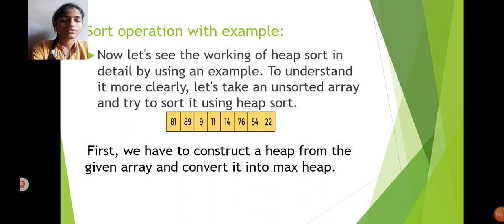So let's understand this process with an example. Now let's see the working of heap sort in detail by using an example. To understand it more clearly, let's take an unsorted array and try to sort it using heap sort. So here my elements are 81, 89, 9, 11, 14, 76, 54 and 22. First we have to construct a heap from the given array and convert it into a max heap.